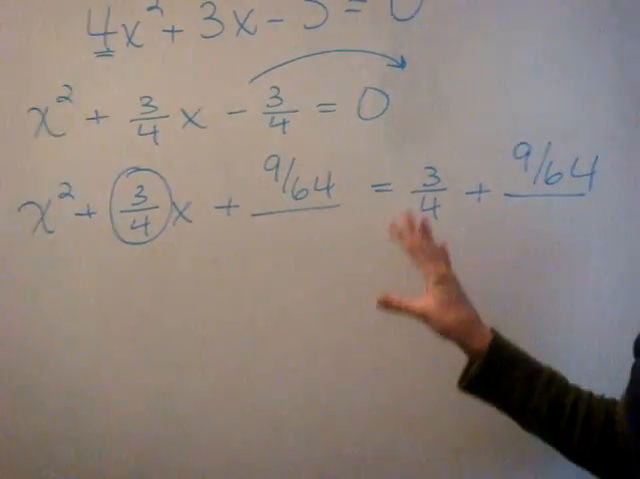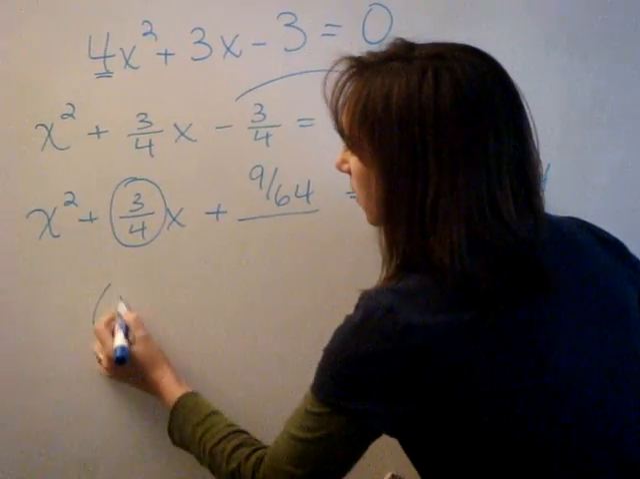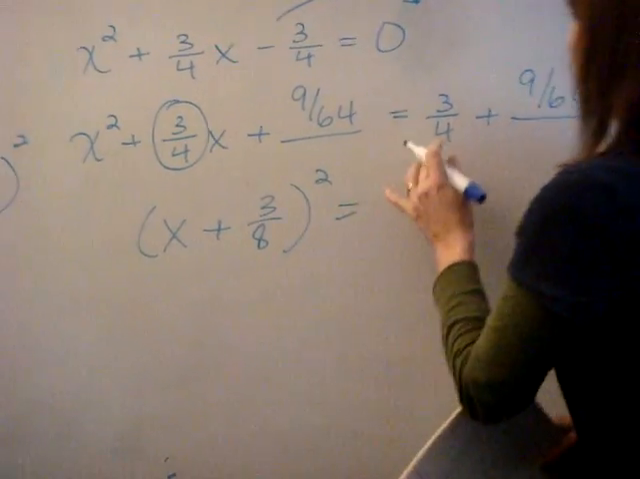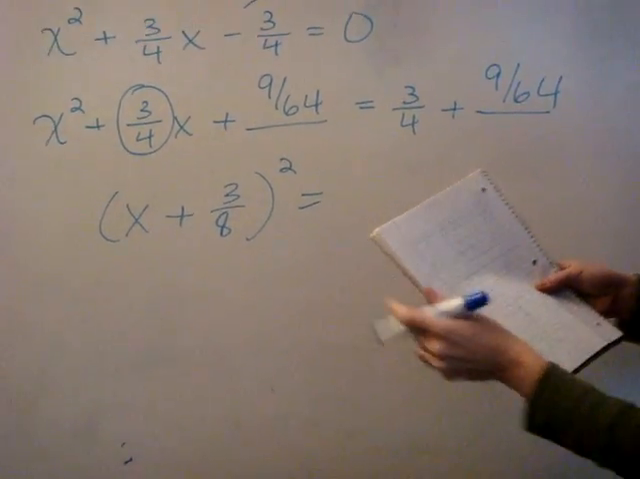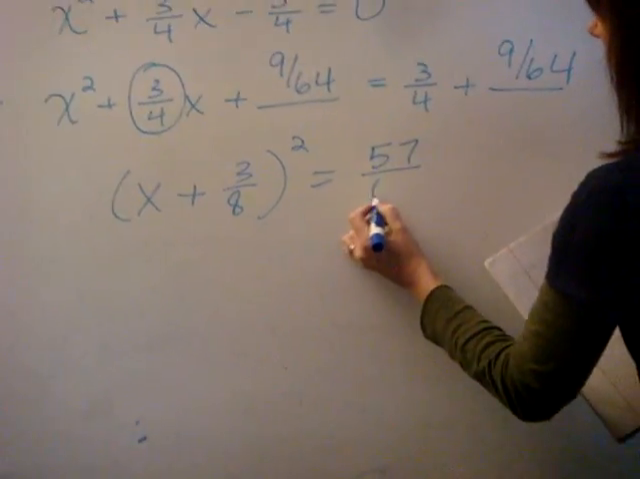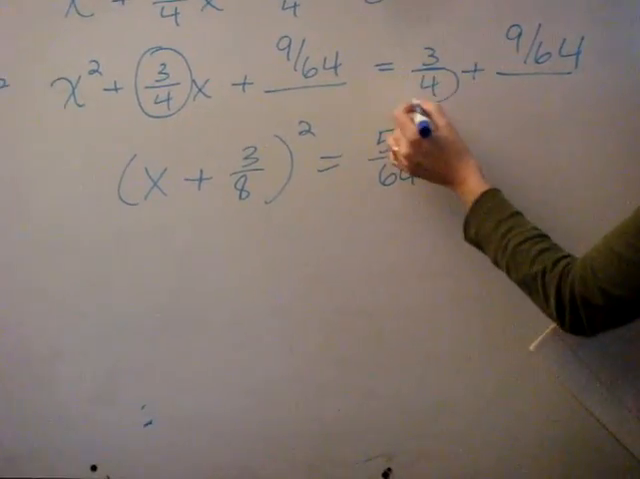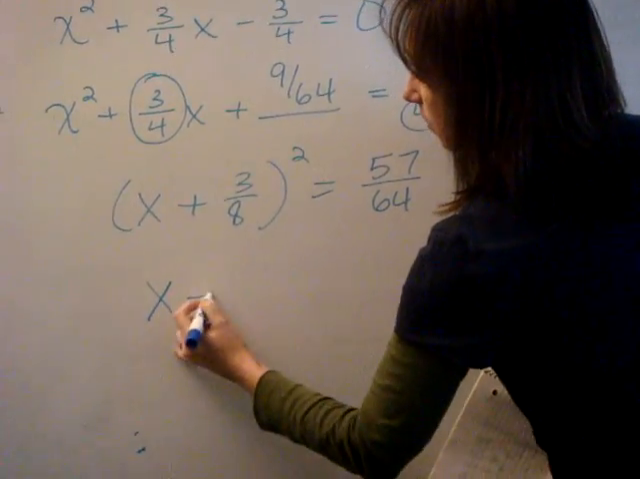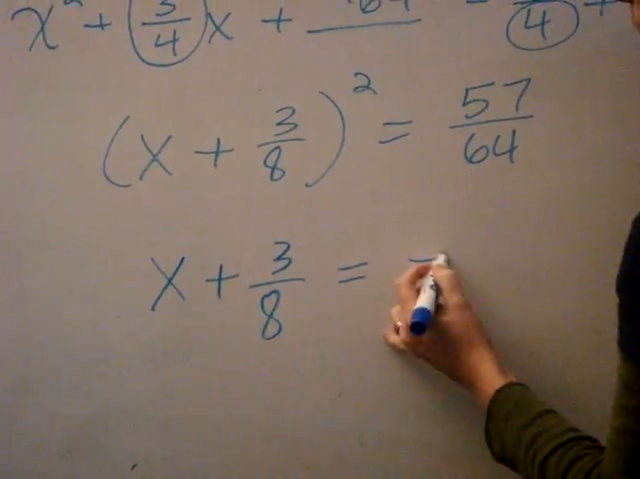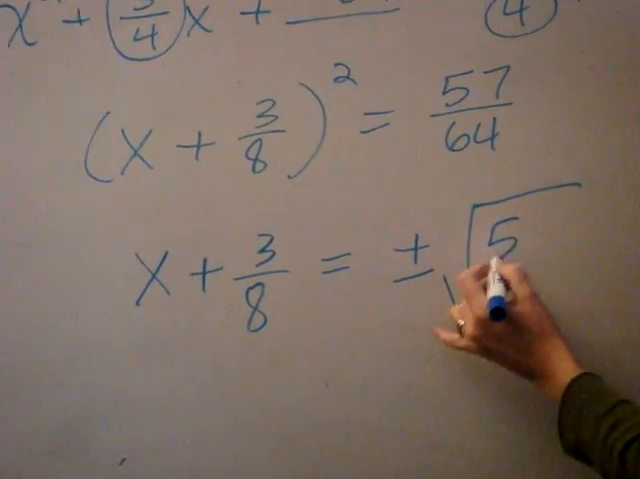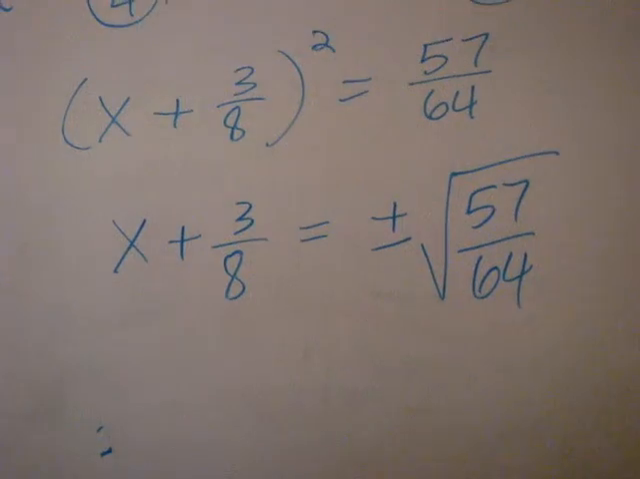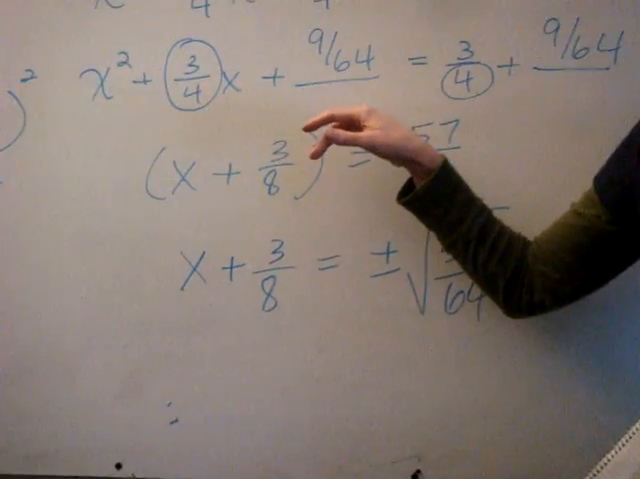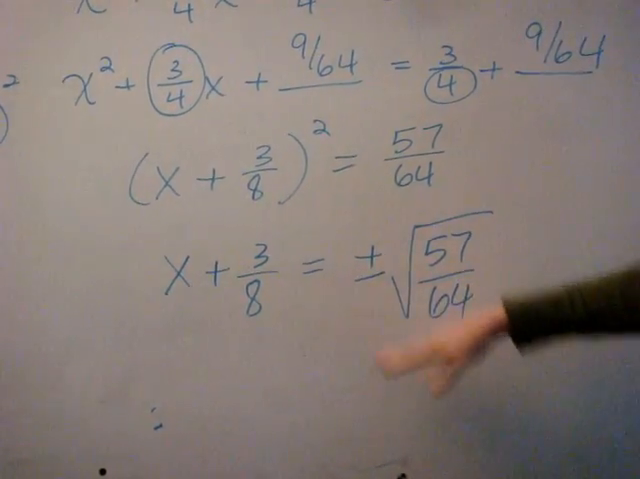Now, believe it or not, this is a perfect square trinomial, and it factors into x plus 3/8 quantity squared. And we do have to add these, find a common denominator, and it's going to be 57/64. So you have to change this denominator into 64. Now we take the square root of both sides, so we get x plus 3/8 equals plus or minus the square root of 57/64. By taking the square root, it frees what's in the squared term, and you have to remember the plus and minus.